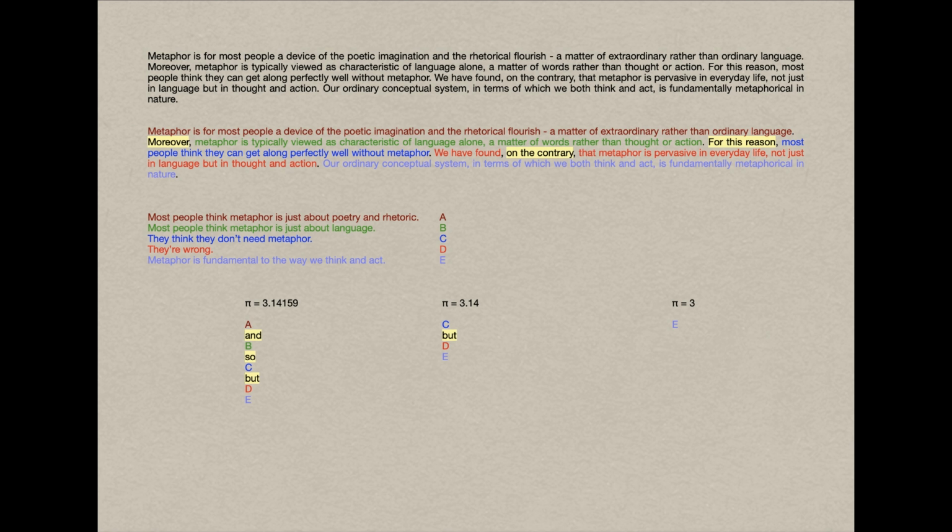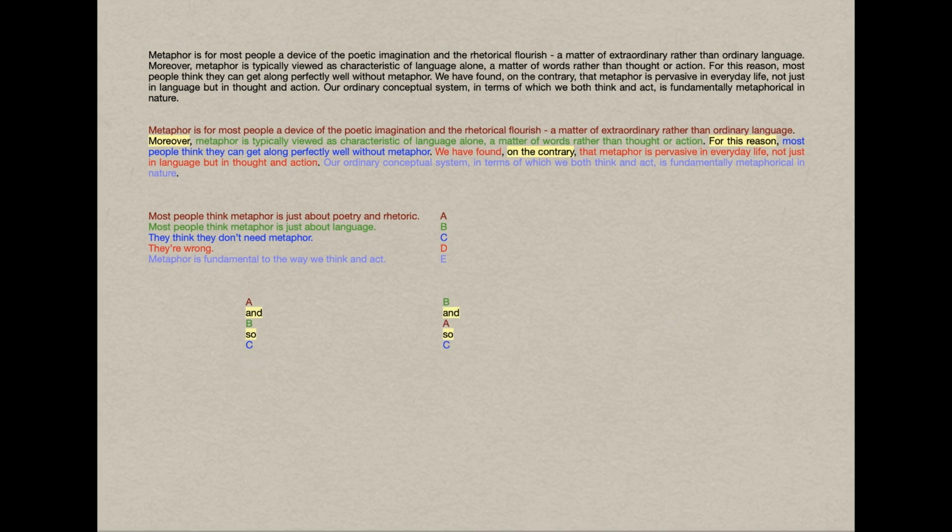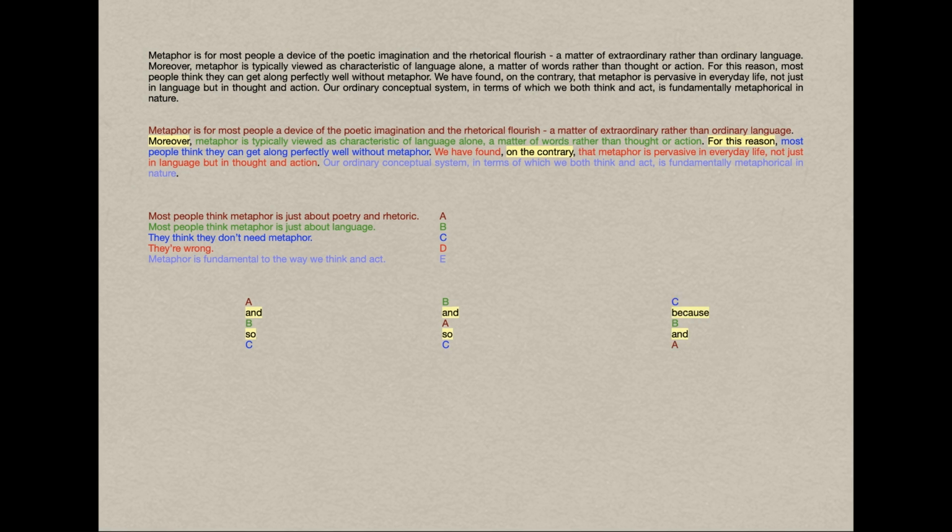One of the things we can do now is play around with the structure a bit. A and B is the same thing as B and A, so you can flip those two if you want. Most people think metaphor is just about language. Moreover, most people think it's just about poetry and rhetoric. The meaning's the same. We could also flip the so around and turn it into a because.